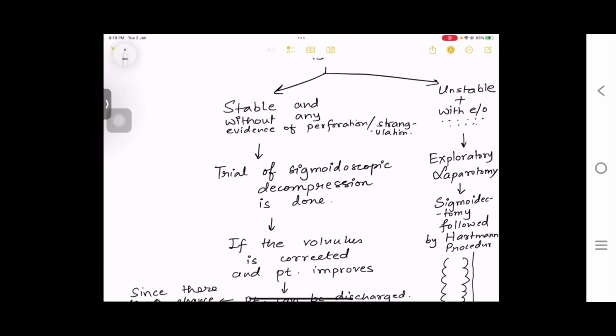So this is all about volvulus in short. I have included what is volvulus, what are the types of volvulus, predisposing factors of volvulus, clinical features, what are the investigations, and how is the treatment.